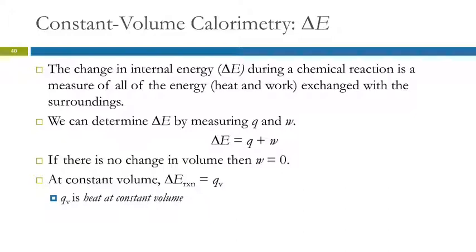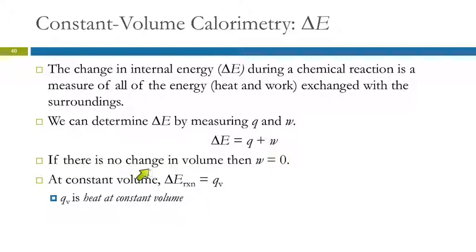So the change in internal energy during a chemical reaction is the measure of all the heat and work exchanged, right? So we said that the change in energy is Q plus W. These could both be negative, both be positive, one or the other.